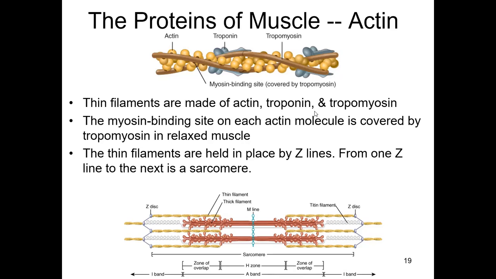We have troponin and tropomyosin arranged around the actin. Those are regulatory proteins, the troponin and tropomyosin. We'll come back to their function in the next lecture. So these thin filaments are held in place at the Z line or Z disc. And so the thin filaments are positioned so the thick filaments can grab onto them and pull the thin filaments towards the middle or M line.